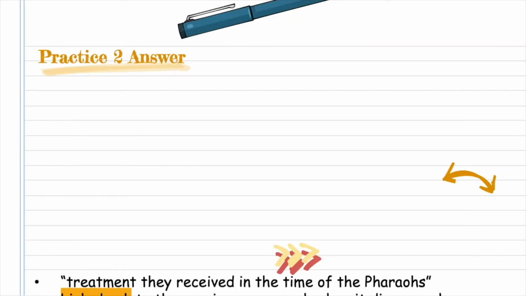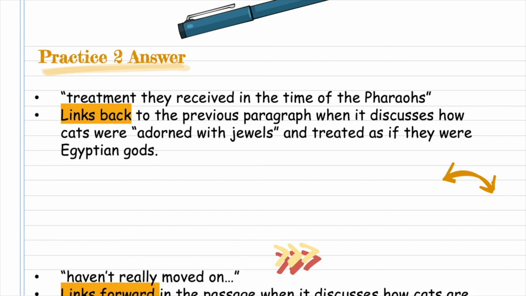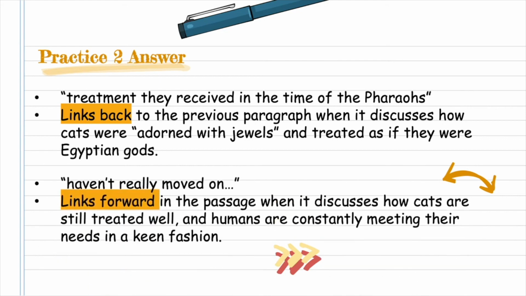Our answer states that we've quoted the treatment they received in the time of the pharaohs. I've discussed how this links back to when the passage talks about how cats were adorned with jewels and treated as if they were Egyptian gods. Now I need to link forward. So I quote for my third bullet point, haven't really moved on. And I've said that this links forward in the passage when it discusses how cats are still treated well and humans are constantly meeting their needs in a keen fashion.